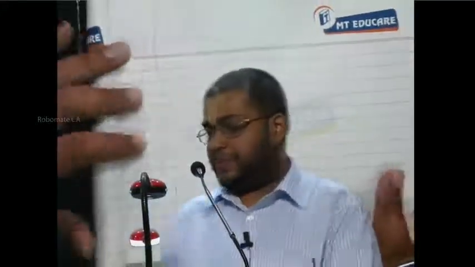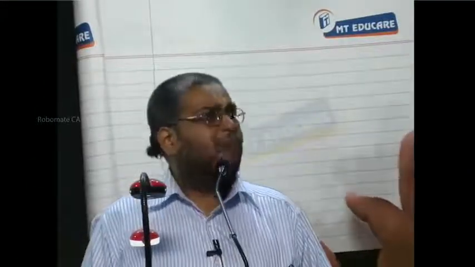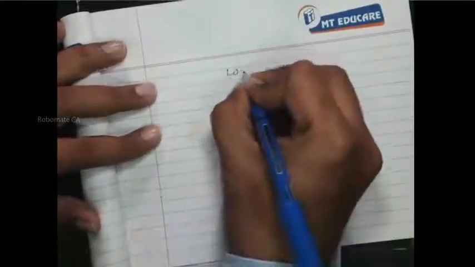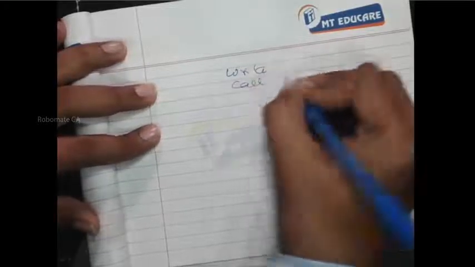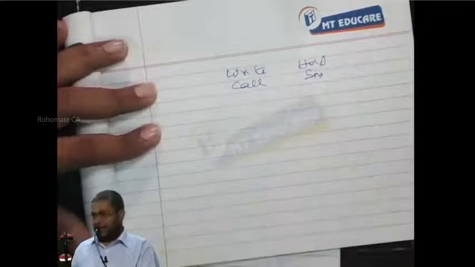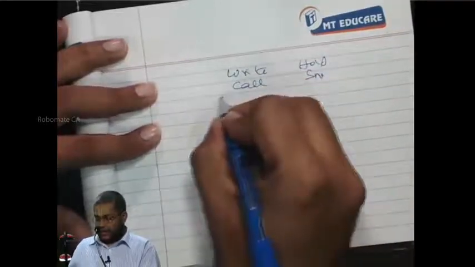Now, see. I am having a portfolio where I write a call and I hold a share. That means I have two positions. One is that I'm a writer of a call, and I'm a holder of a share. Forget it: I'm a holder of the share, writer of a call.